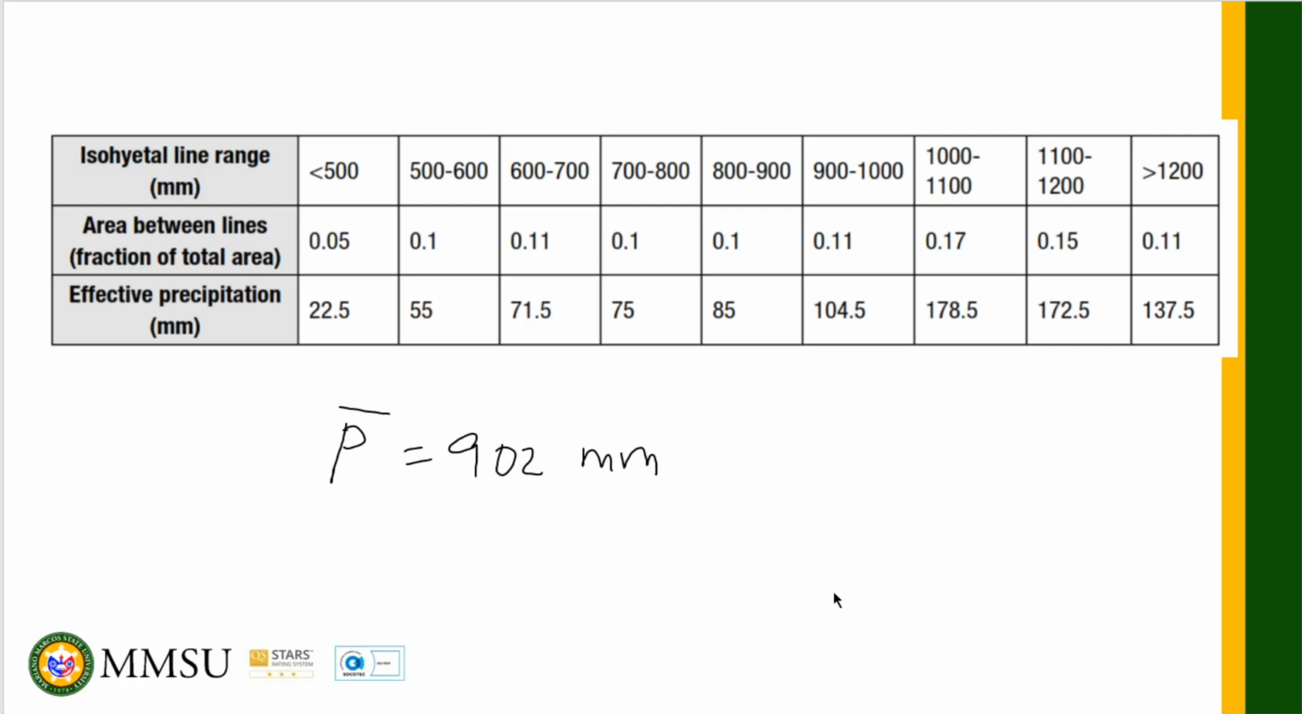So that's it for the areal precipitation. We can solve areal precipitation using the arithmetic mean method, the Thiessen polygon method, or the Isohyetal method.